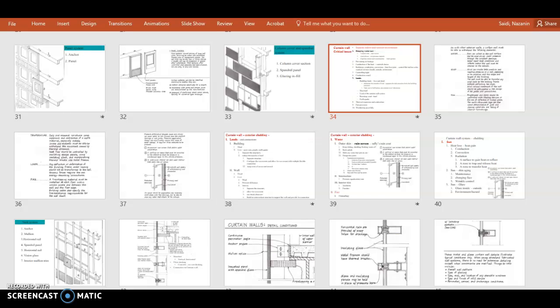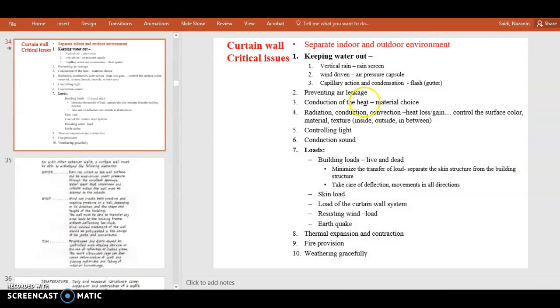Last class we talked about curtain walls. We went over curtain walls' critical issues. I want to go over that slide one more time. So this was the slide that we actually looked at.